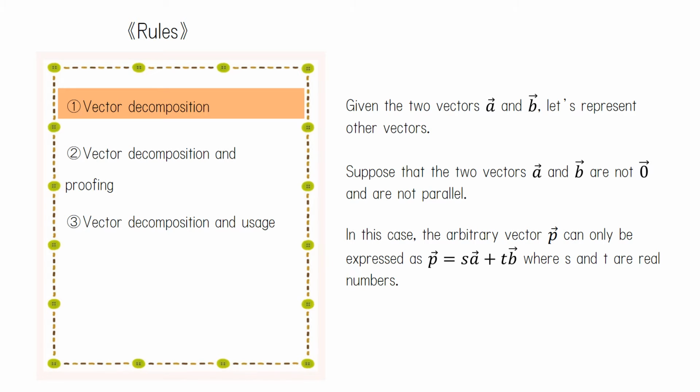Suppose that the two vectors, vector A and vector B, are not vector O and are not parallel. In this case, the arbitrary vector P can only be expressed as vector P equals S vector A plus T vector B, where S and T are real numbers.